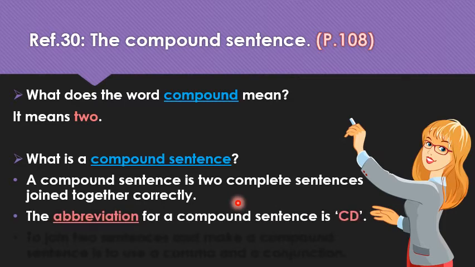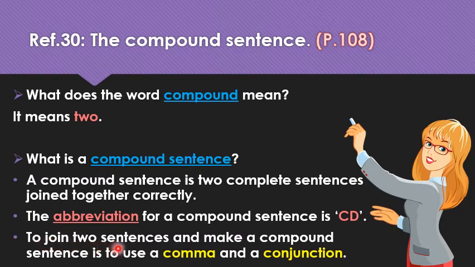Now, what is the abbreviation for a compound sentence? CD. CD. In capital, of course. Abbreviation means the short term, or we can say the short name of it, okay? Like, what is the symbol of it?